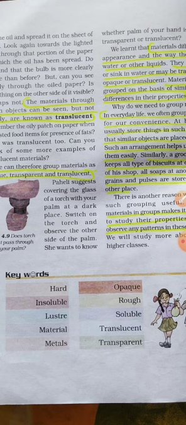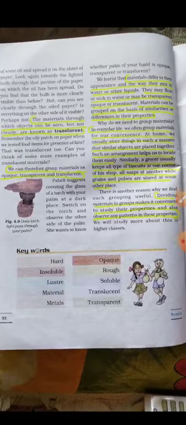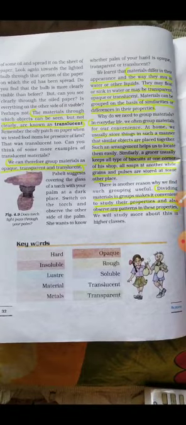Soluble, that is the opposite of insoluble. Soluble, that is the thing that dissolves completely in the given liquid. Translucent, translucent are that type of material through which the objects can be seen but we cannot see them clearly. That means the object through which we cannot see clearly are known as translucent objects. Then comes transparent. What is the transparent object? The object through which we can see clearly are known as transparent objects.